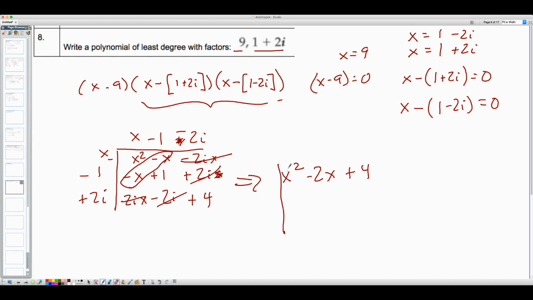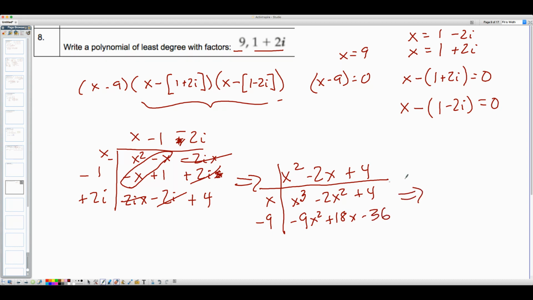And I'm going to take this polynomial and multiply it by x minus 9 to get x cubed minus 2x squared plus 4x minus 9x squared plus 18x minus 36. And when you combine all of those together, the x cubed, here we have like terms, minus 11x squared. Again, this should be x. Like terms would be plus 22x minus 36. And there you have it. Good luck and success.